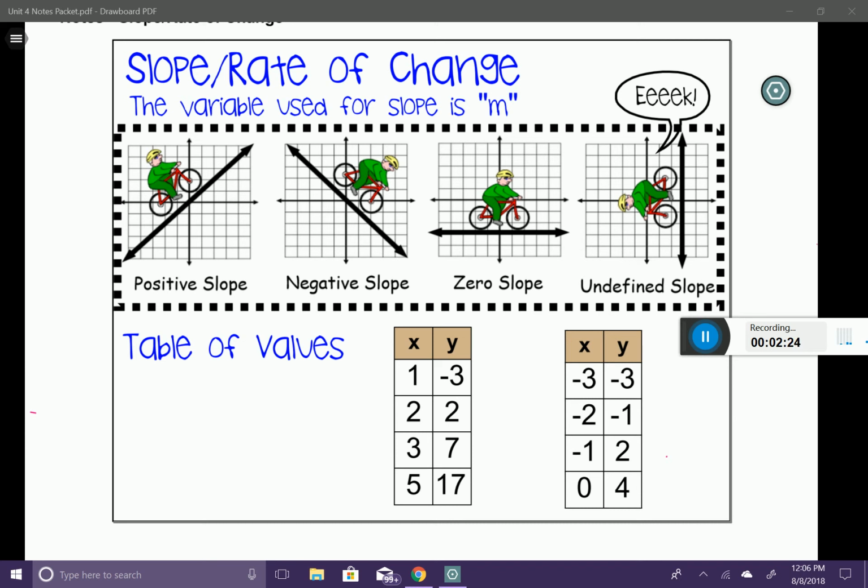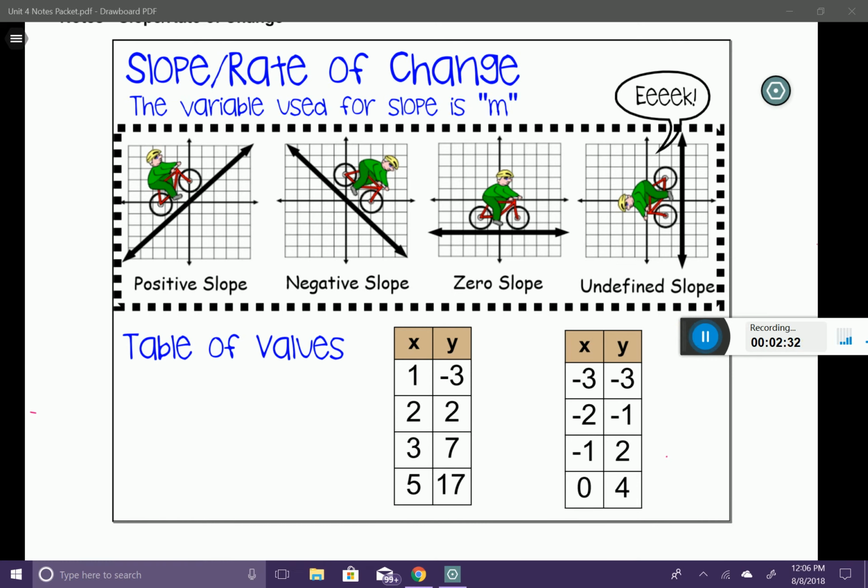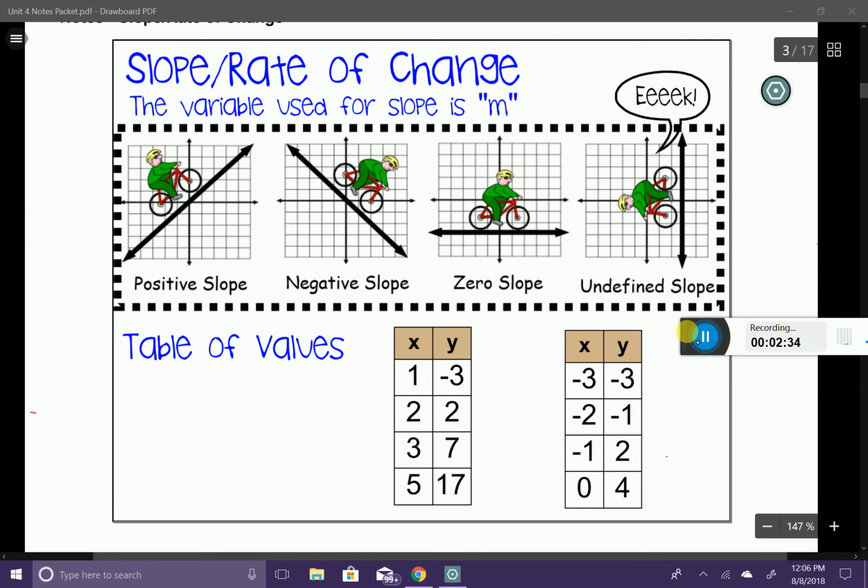So here we have two tables of values. I'm going to look at the first one on the left. And what we want to do is just look at the x values and look at the y values and see how they're increasing. If we first look at my x values, you can see that my first x value, when it increases to the second value, it's just going to be increasing by 1. And then the second to the third is also increasing by 1. And then the third to the fourth, it's actually going to be increasing by 2 this time.